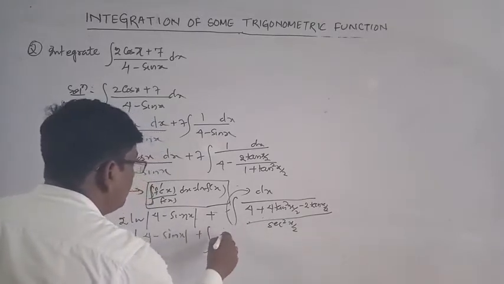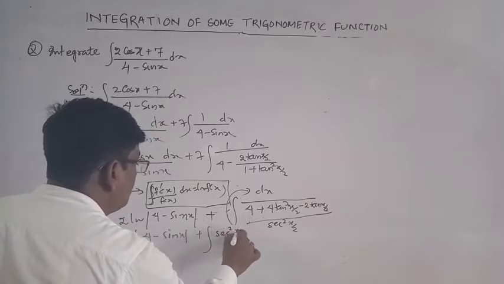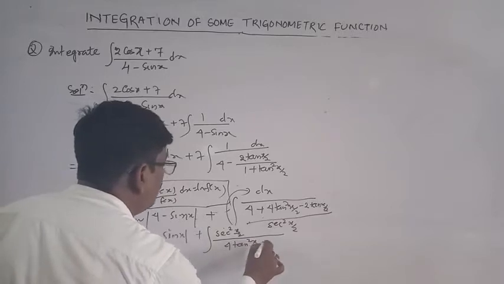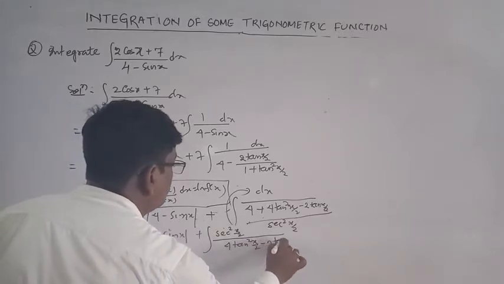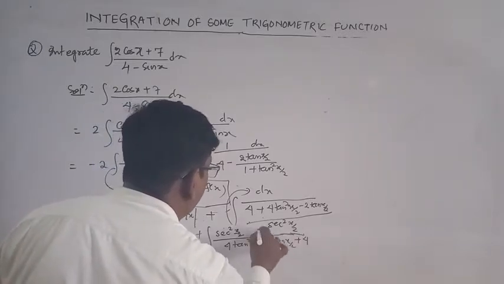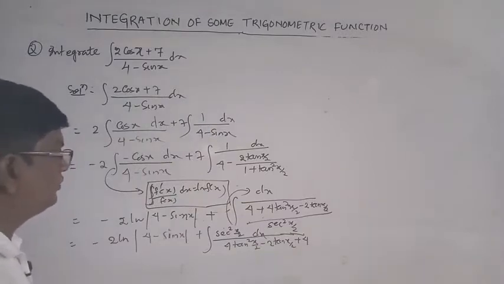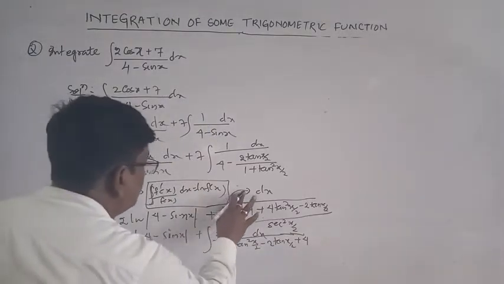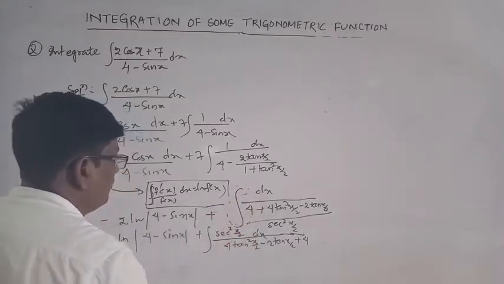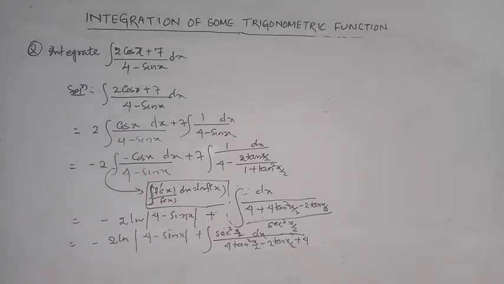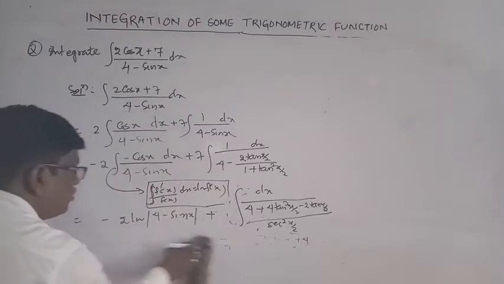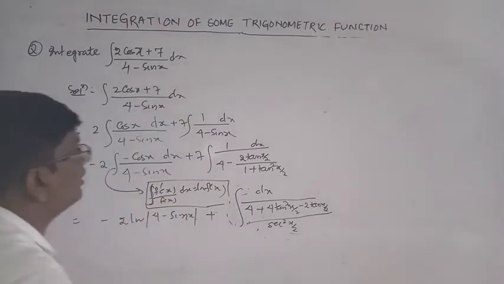This is sec square x by 2 divided by what? 4 tan square x by 2 minus 2 tan x by 2, and this is plus 4 into dx. Okay, this is integration now. This space is not visible, so write in another place here.